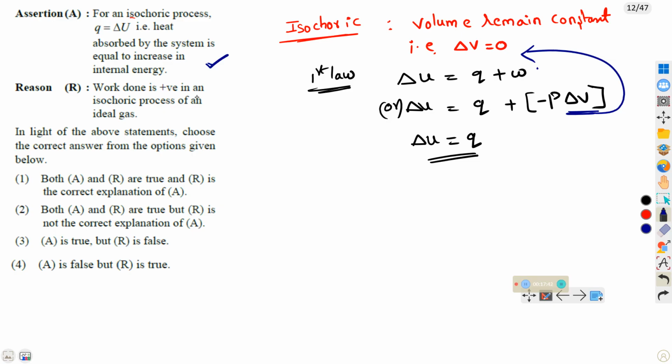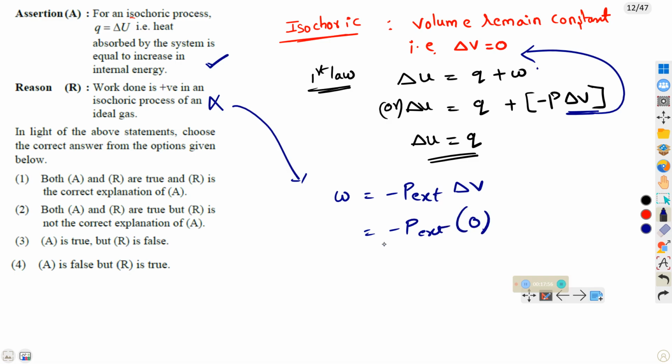Work done is positive in an isochoric process. Wrong. Check the work done. Work done is equal to minus P external into delta V, and delta V value is 0 for an isochoric process. So you will get 0. Work done is 0, not negative. So assertion true, reason false.